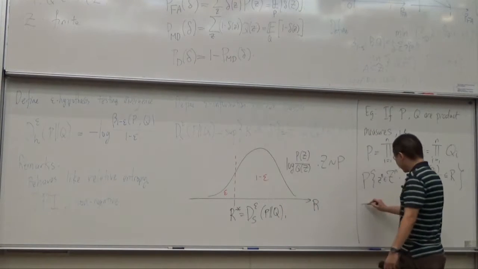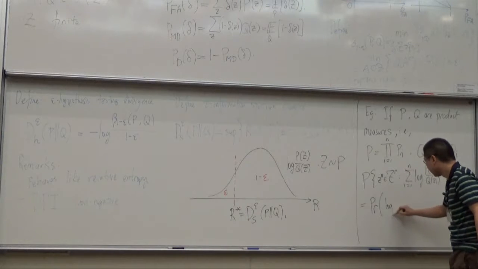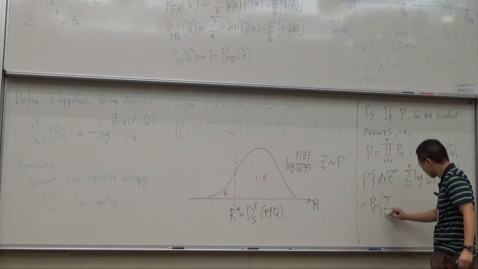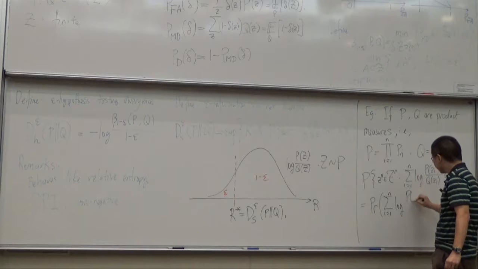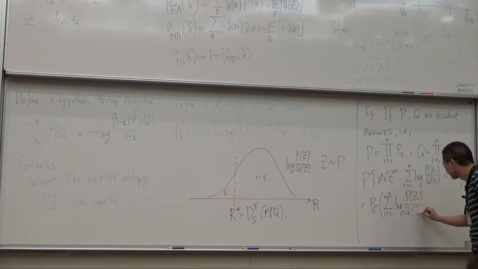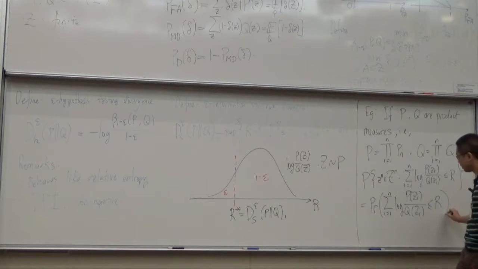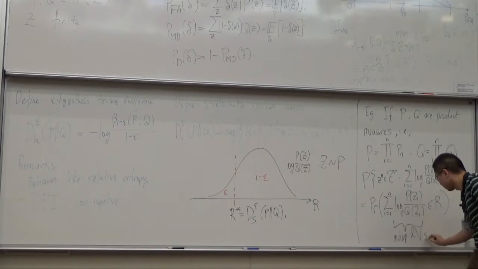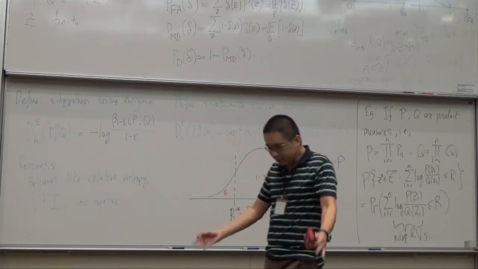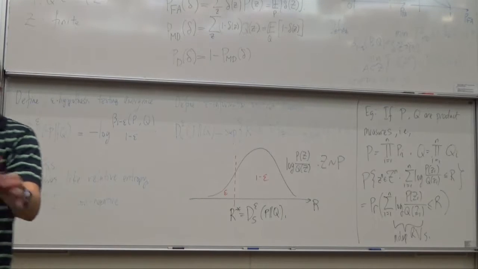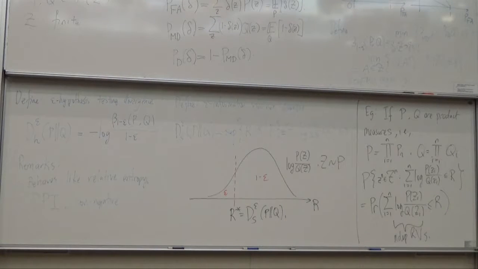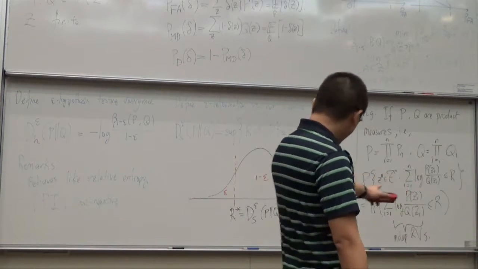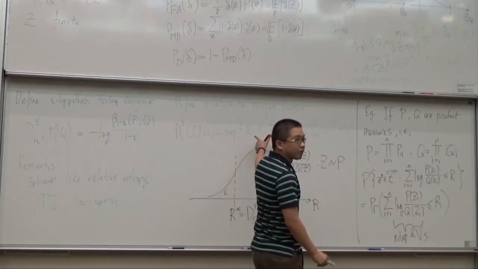We can write this in a slightly different way: the sum of log P of Z_i divided by Q of Z_i less than R. So this is a bunch of independent random variables. When we have a sum of independent random variables, usually, appropriately normalized, they converge to something, and we can use various probability limit theorems to estimate the probability. Once we can estimate the probability, we can estimate the supremum.